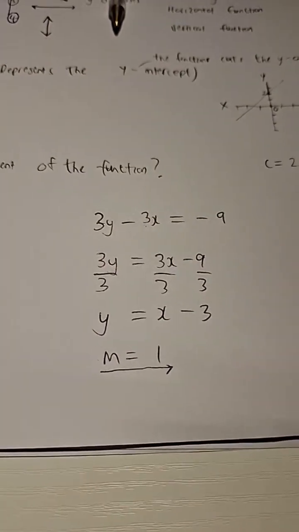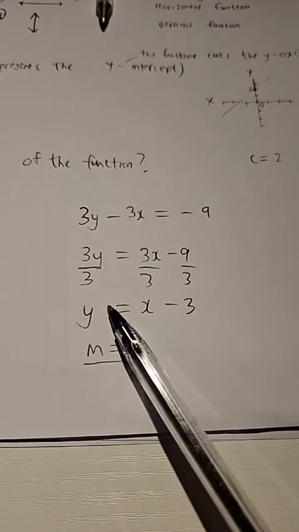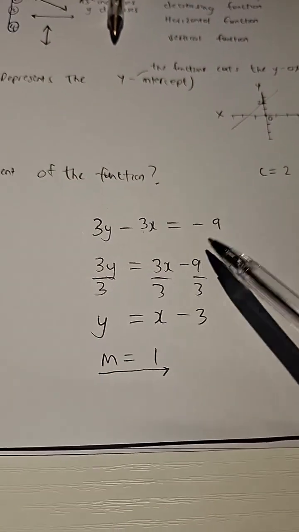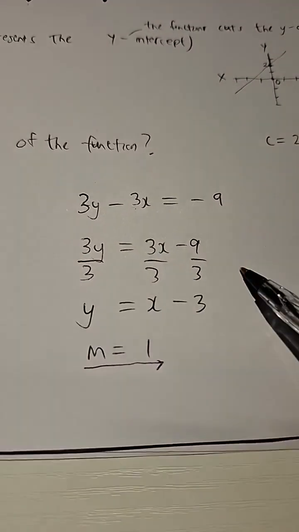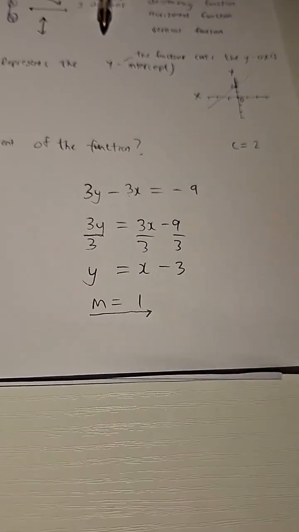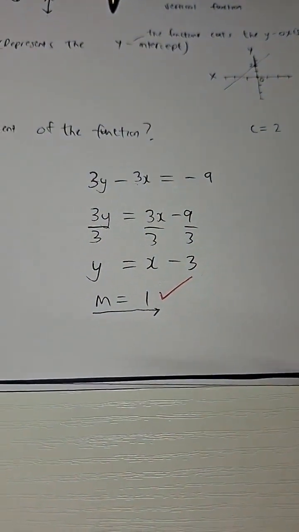If those skills are not polished up, then we are going to take for granted the things that we ought to do in order for y to be isolated. We are transposing, and we are dividing by the coefficient for all three terms because this is an equation, and then we are able to identify what the gradient is. So big up to those people that saw that the gradient was 1 from the get-go.